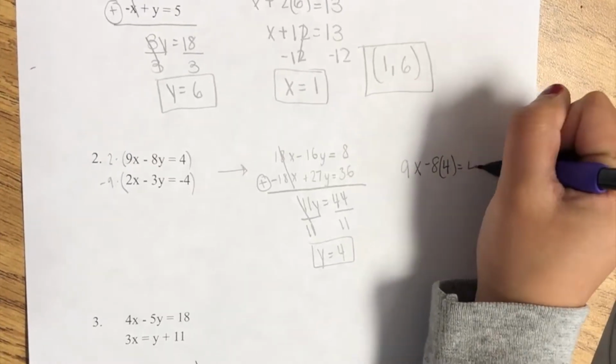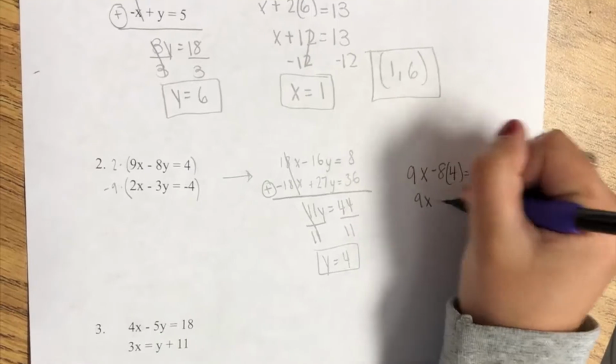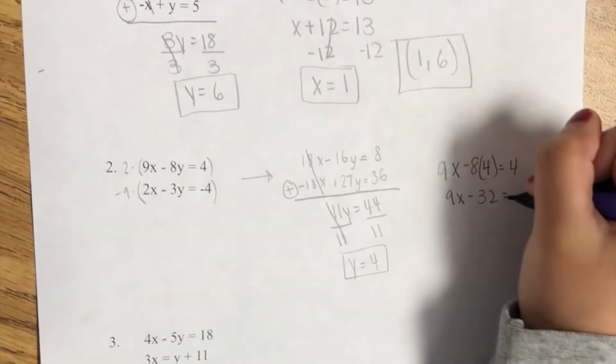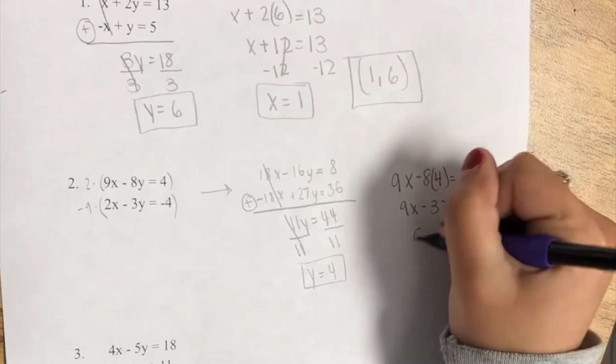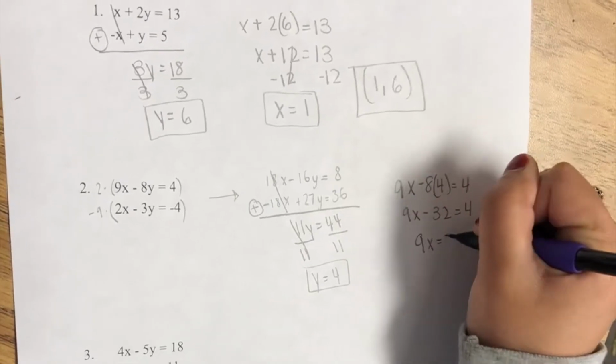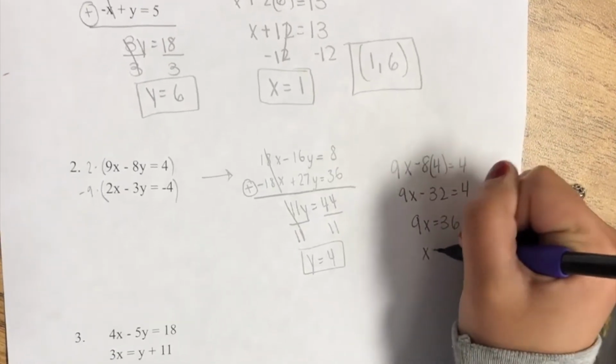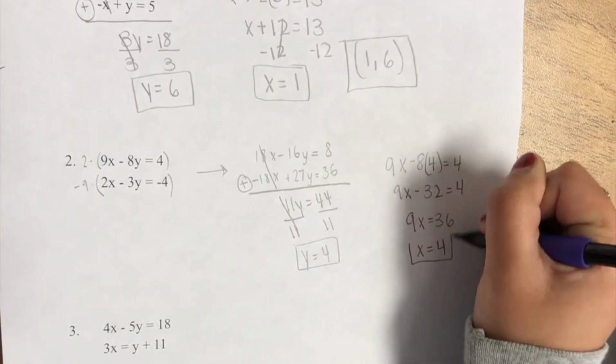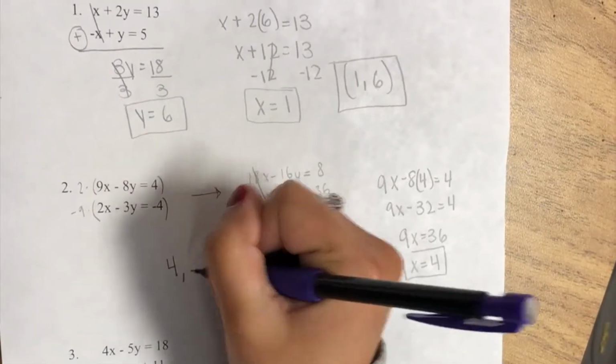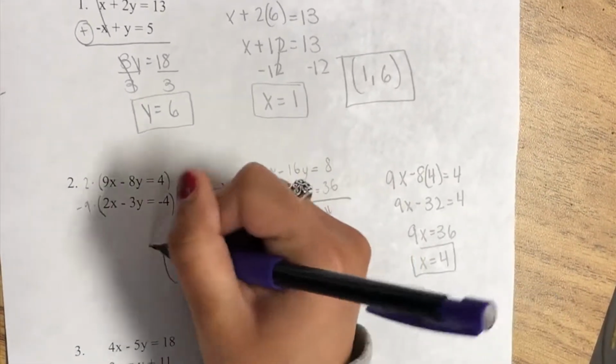And it goes to 9x minus 32 equals 4. And then when you add 32 on both sides, you get 9x equals 36. And then you divide by 9 on both sides to get x, and you get x equals 4. So your final coordinate is 4, 4.